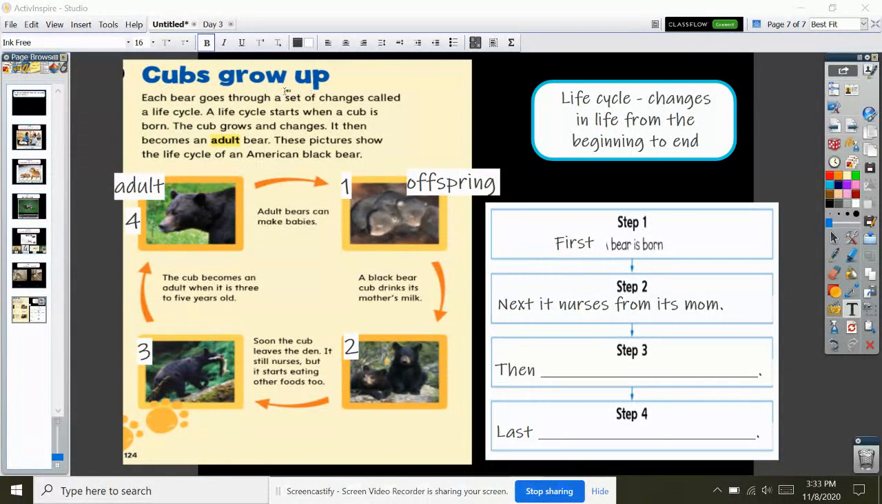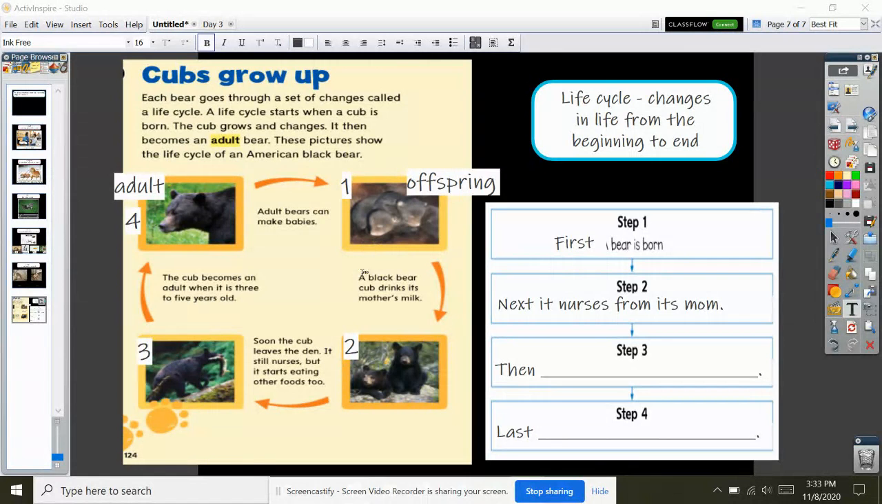Cubs grow up. Each bear goes through a set of changes called a life cycle. A life cycle starts when a cub is born. The cub grows and changes. It then becomes an adult bear. These pictures show the life cycle of an American black bear. Here's the adult, and here are its offspring.